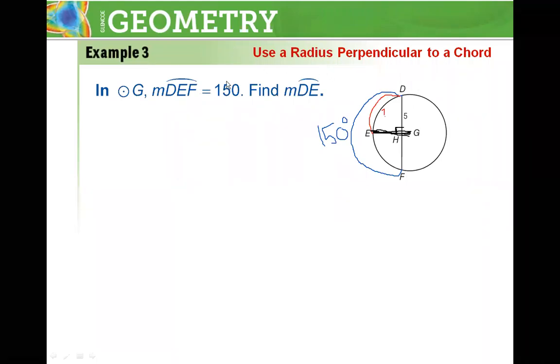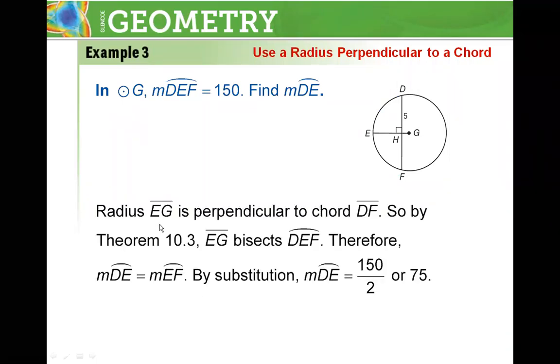Thanks, Hamoud. This is the answer. I will just write the answer by steps. We have here the radius EG is perpendicular to the chord DF. So by theorem 10.3, or 9.3 depending on the chapter number, no problem, EG bisects the arc DEF. Therefore, the measure of arc DE equals the measure of arc EF. By substitution, 150 over 2 equals 75, as Hamoud said. So this is the answer of example 3.